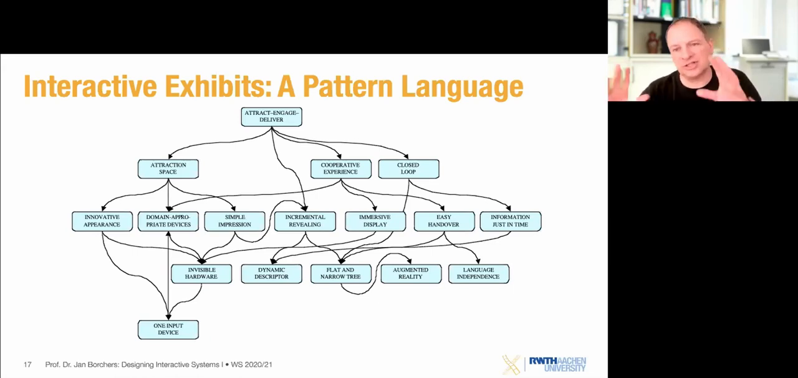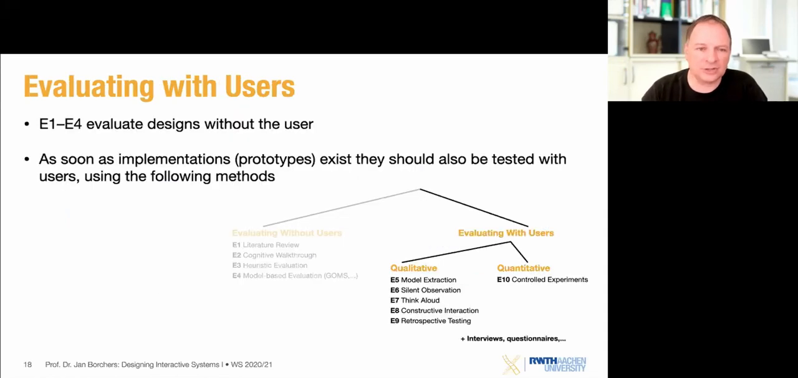Okay, so that's design patterns. Now, this concludes the discussion of evaluating without users, right? This is all not necessarily involving users. But of course, oftentimes you want to involve users, or you have to involve users, and you should be involving users. And so we're going to now look at these areas here on the right-hand side of our tree. That is a collection of techniques that all involve the user as part of your evaluation. As soon as you have these prototypes, these implementations, it really makes sense to also try to go for testing with users. And that's what these methods are for. So let's go through them.